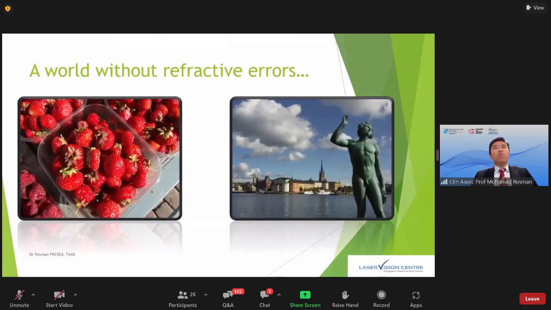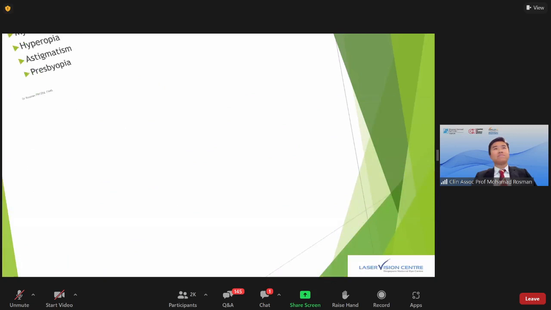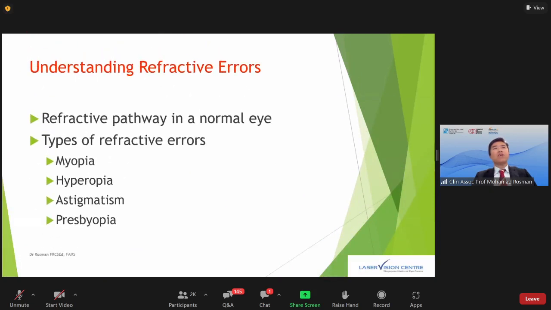Okay, so in a world without refractive errors, you want to be able to see near, far, and intermediate well without the need for glasses. However, not everybody is blessed with good vision. The different types of refractive error include myopia, hyperopia, astigmatism, and what I'm going to talk about, presbyopia.